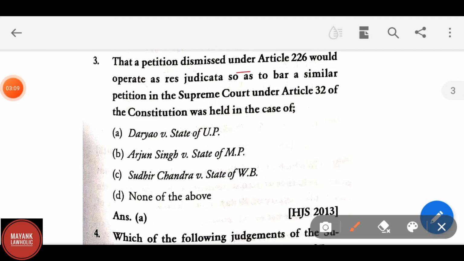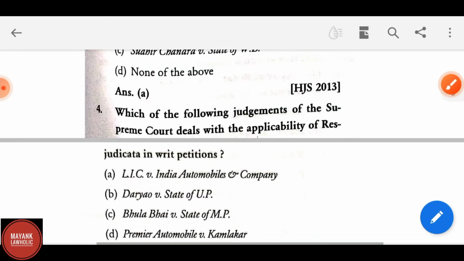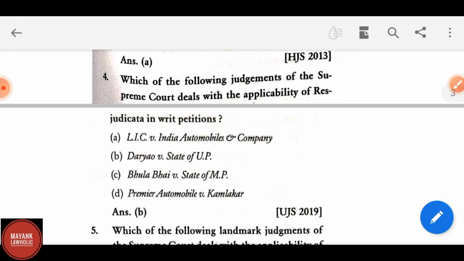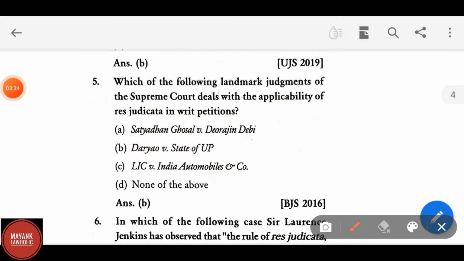That a petition dismissed under Article 226 would operate as res judicata so as to bar a similar petition in the Supreme Court under Article 32 of the Constitution was held in the case of Daryao versus State of Uttar Pradesh. This is also a very important question. Which of the following judgments of Supreme Court deals with the applicability of res judicata and writ petition? Correct answer is Daryao versus State of UP. Which of the following is a landmark judgment of the Supreme Court dealing with the applicability of res judicata and writ petitions? Correct answer is Daryao versus State of UP.